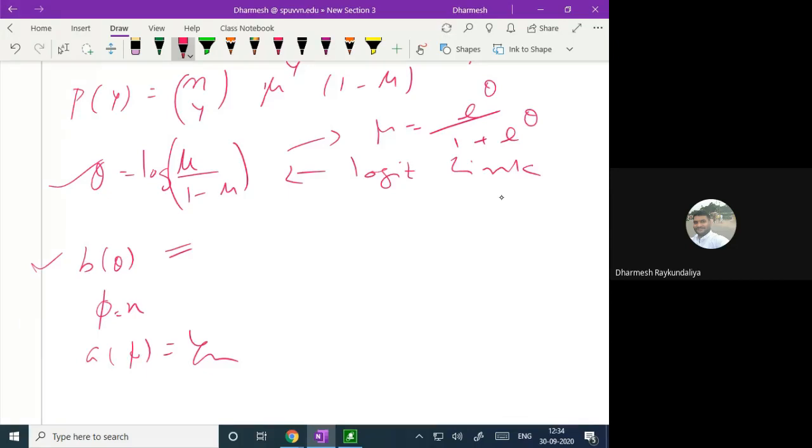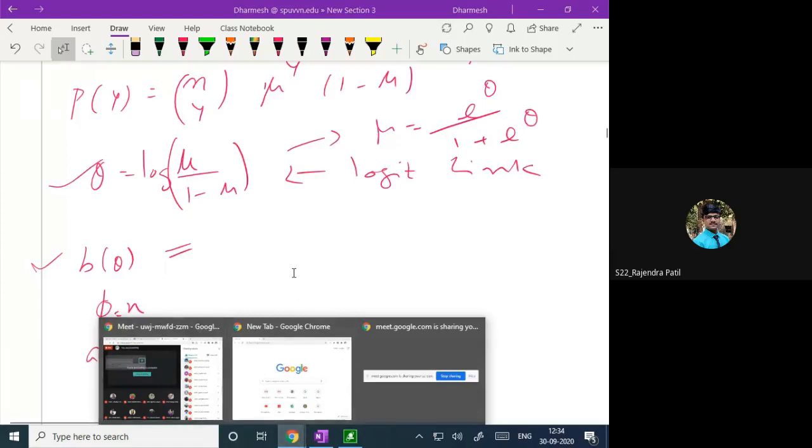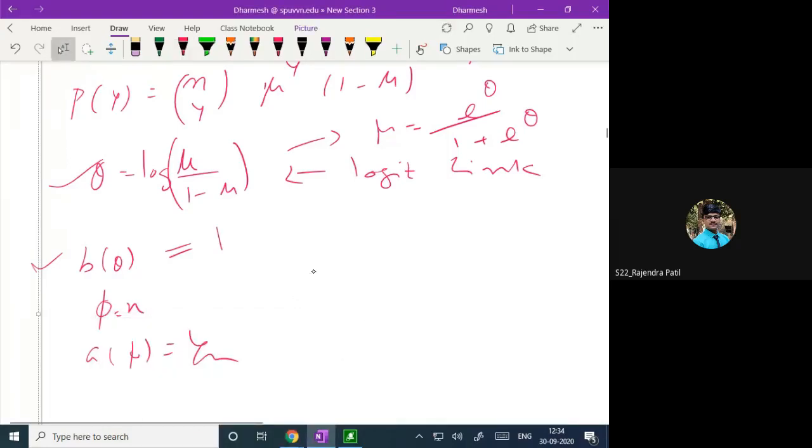Anybody remember the form of b theta? Log 1 minus mu. Log 1 minus mu, is it? Okay, minus of log 1 minus mu.